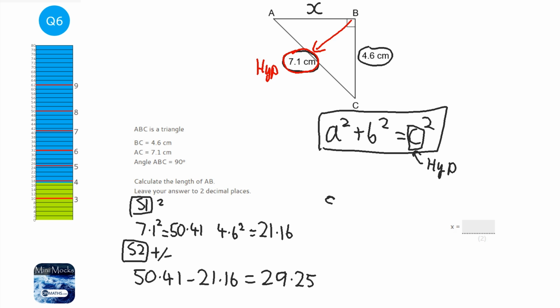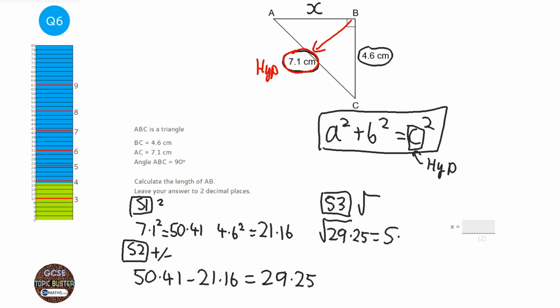Okay, and step 3 is a nice easy step, it's just root it. So with this one, I'm just going to press square root answer, and then I have, so I'm going to write that down, square root 29.25, and so that equals 5.4083, blah blah blah. It says it wants 2 decimal places, so I'm going to write 5.41 because that 8 moves that 0 up by 1.